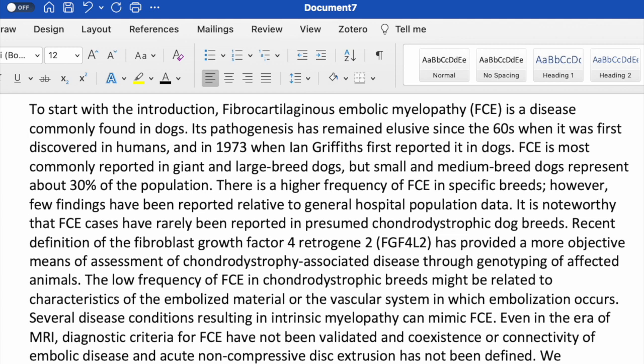FCE is most commonly reported in giant and large breed dogs, but small and medium breed dogs represent about 30% of the population. There is a higher frequency of FCE in specific breeds, however, few findings have been reported relative to general hospital population data. It is noteworthy that FCE cases have rarely been reported in presumed chondrodystrophic dog breeds.